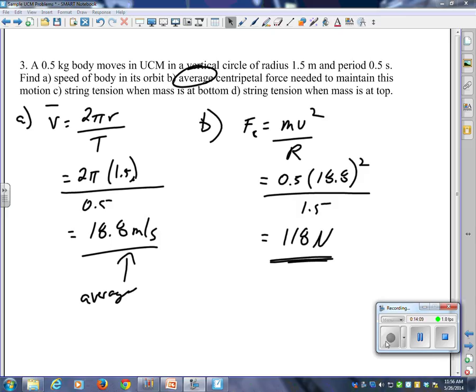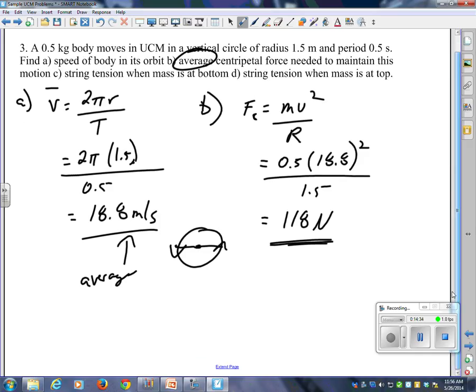It's going to be less than that at the top. So what is that Fc right there? That's the average. So the 118 newtons is the average. You could also think of it as the string tension right there on its way up, or right there on its way down. Okay, so now the question is, how much do you have to add and subtract due to gravity? Those forces would be the same, just in different directions.